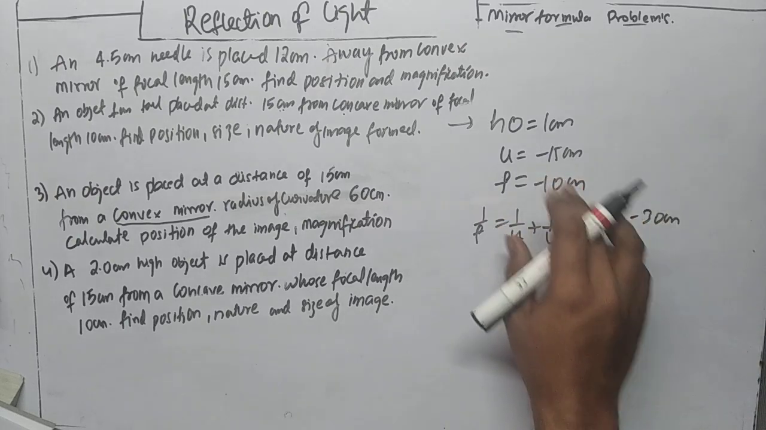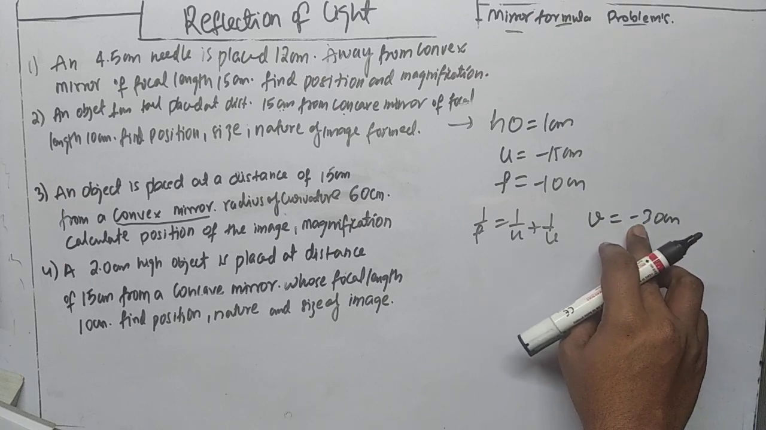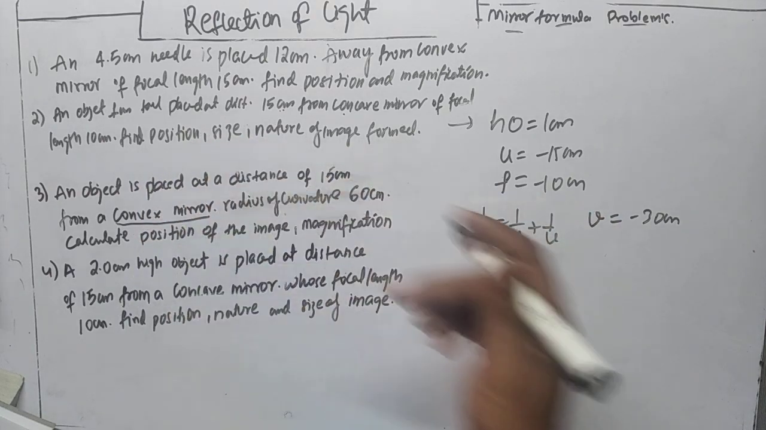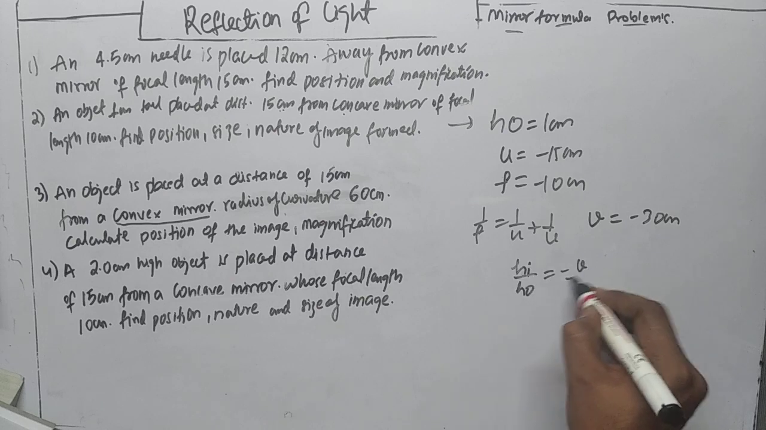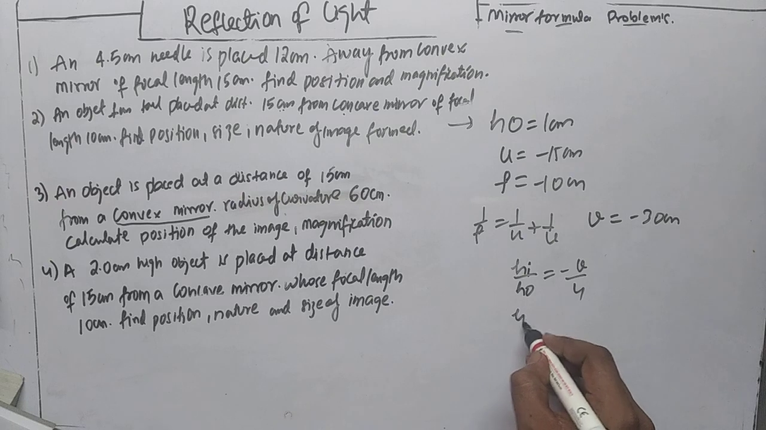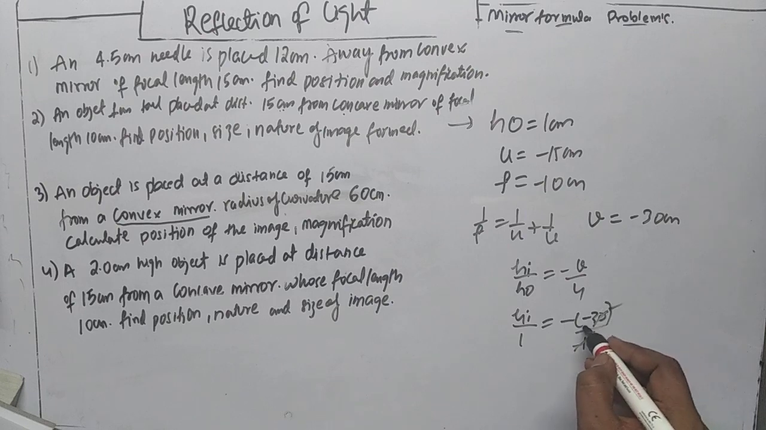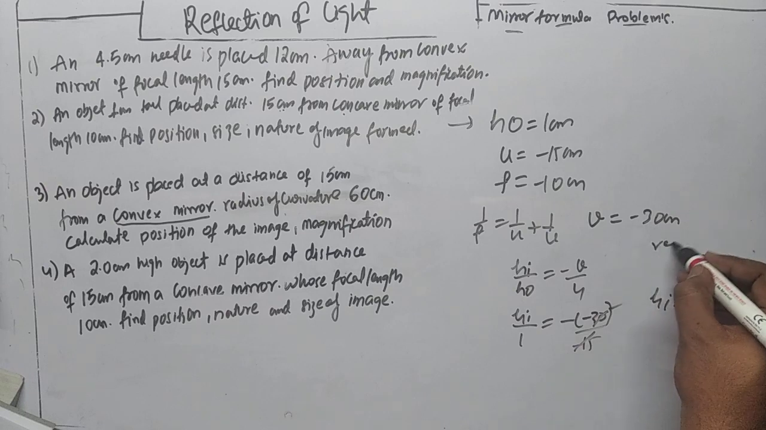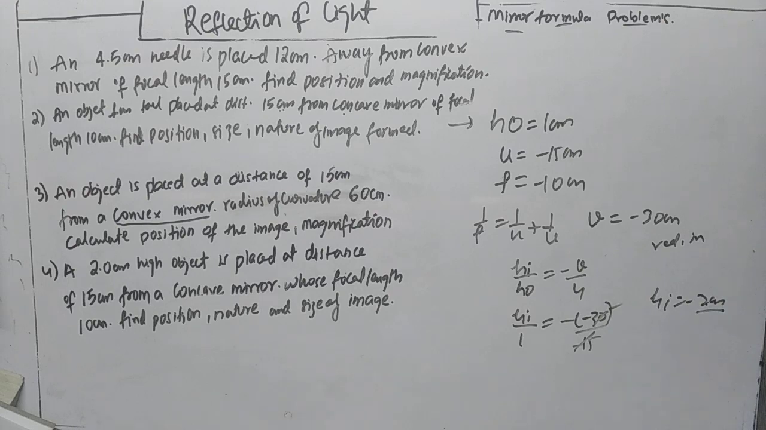So we got the minus. Minus indicates the image will be real and inverted, but we have to find the size also. Size is nothing but magnification. Height of the image by height of the object is equal to minus v by u. We have to find hi. ho value is 1, minus of minus 30, and u value is 15. So we get height of the image as minus 2 centimeter. Minus will indicate real and inverted, and since this is 2 and this is 1, it will be enlarged.